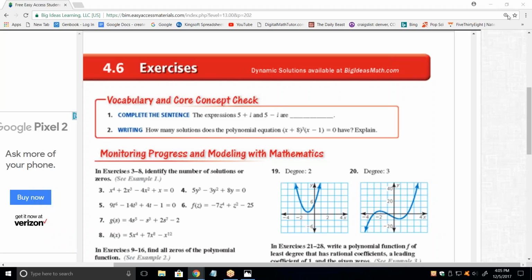Am I on the right page? 202. That's what page I'm on. Are we on Big Ideas? Yes. I'm on 202 of Big Ideas Algebra. Okay. So which problems? 21. All right.